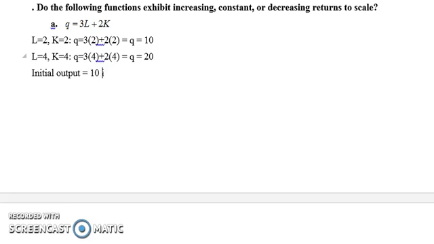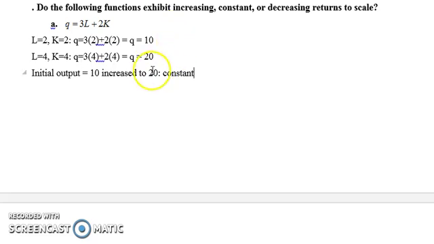We doubled that and it increased to 20. So it's exactly double the initial output that we have, and we doubled our input, so that means we have constant returns to scale. Okay, so that's your answer.